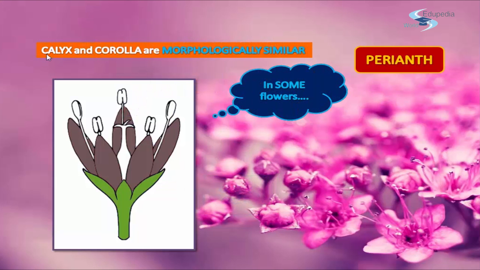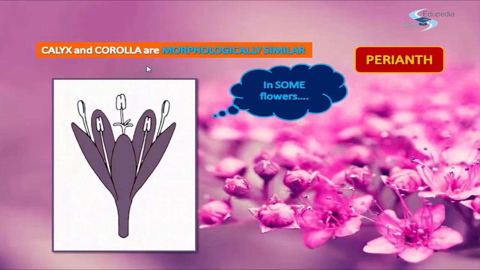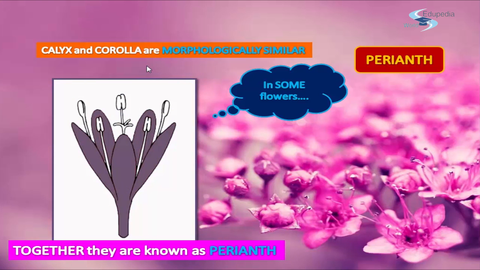Calyx and corolla are also morphologically similar in some plants, in some flowers. Together they are known as perianth. This is perianth. What is this? This is tepal.